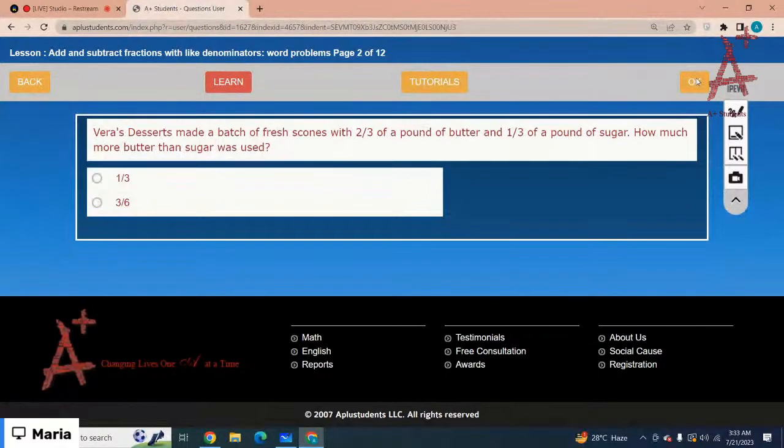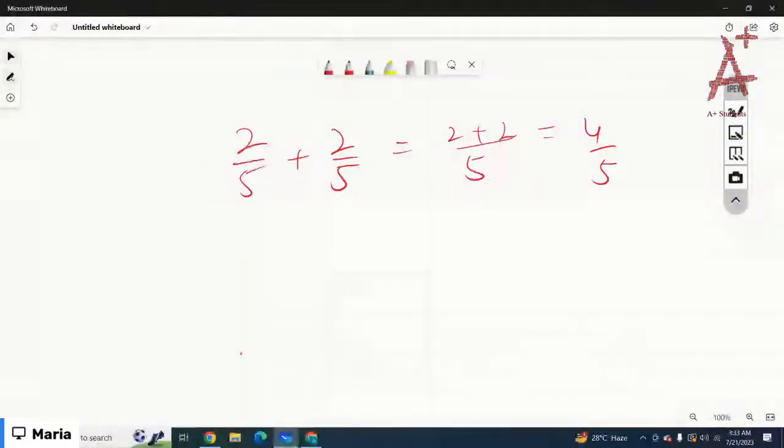Vera's Desserts made a batch of fresh scones with 2/3 of a pound of butter and 1/3 of a pound of sugar. How much more butter than sugar was used? You have to see how much more. Whenever you have how much more, that means you have to subtract. So just subtract 2 over 3 minus 1 over 3. So 2 minus 1 is 1 over 3. So the correct option is 1 over 3.